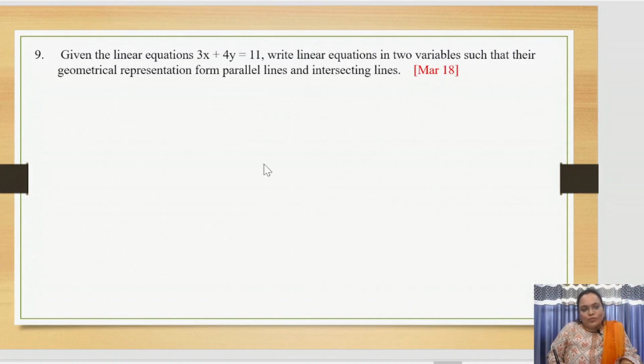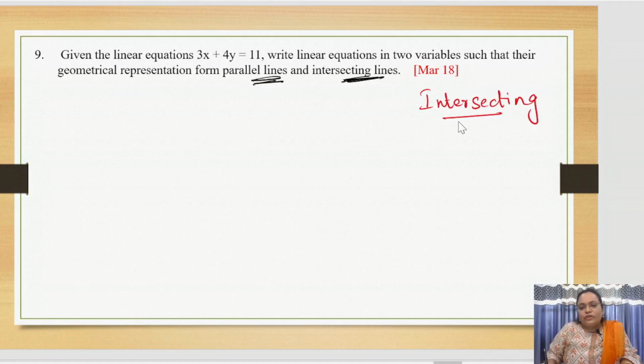So, let us see the next question. See, this is the equation they have given. Write a linear equation in two variables such that the geometrical representation forms parallel lines and intersecting lines. So, he has given us one linear equation. So, we need to write a pair of linear equations such that it forms parallel lines and intersecting lines. Okay. So, first let us write the conditions for intersecting lines and parallel lines.